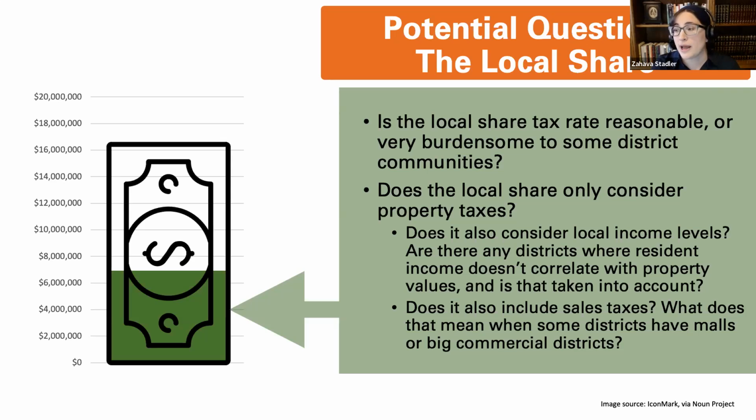So questions you might have about this: first of all, is it reasonable? I said 1%, but it might be 0.5%. It might be 3%. Is the local tax rate reasonable, or is it very burdensome in some communities? And then do we consider anything beyond property taxes? So you might have a place where income and property values don't correlate very closely.